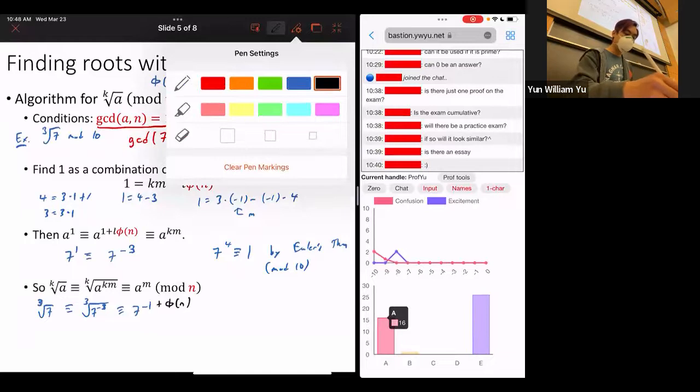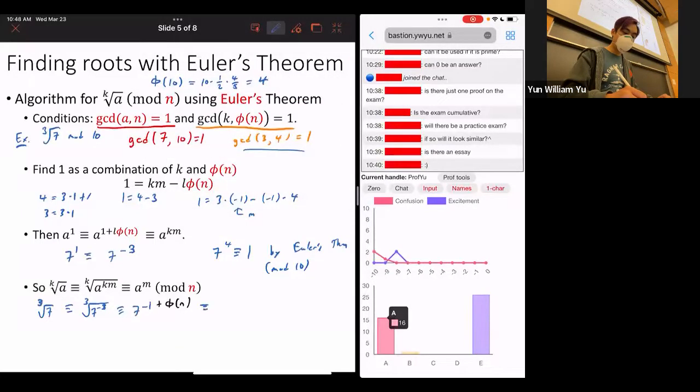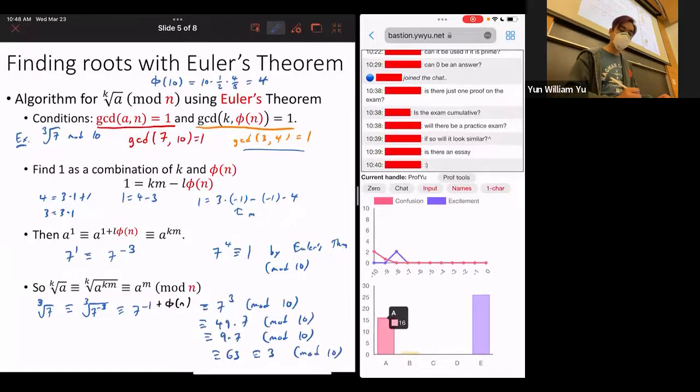And so then what this is equal to is 7 cubed mod 10. Well, that's congruent to 49 times 7 mod 10, which is congruent to 9 times 7 mod 10, which is congruent to 63, which is congruent to 3 mod 10.